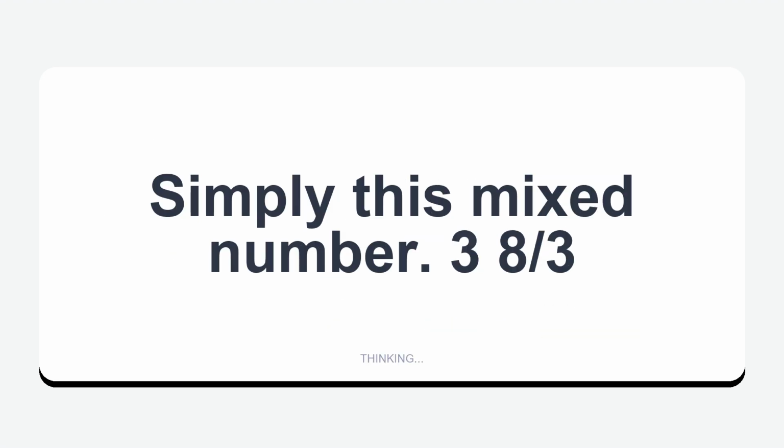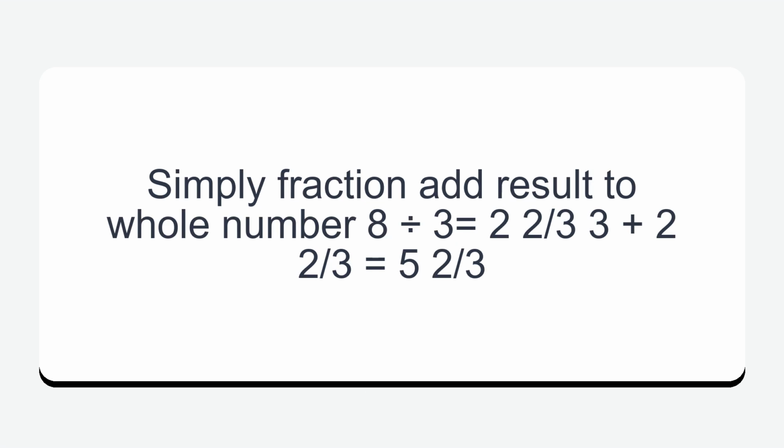Simplify this mixed number, 3 and 8/3. Simplify the fraction and add the result to the whole number. 8 divided by 3 equals 2 and 2/3. 3 plus 2 and 2/3 equals 5 and 2/3.